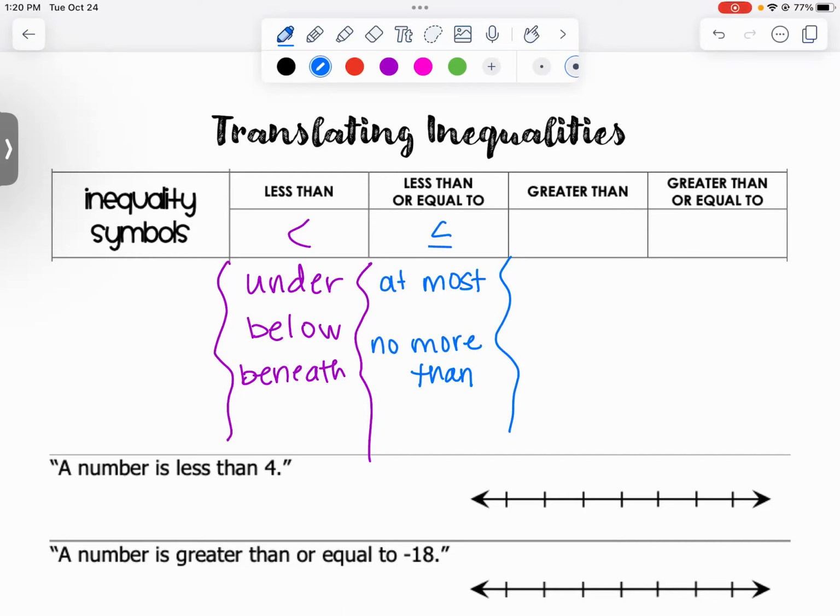Okay, let's think of something that this is like in a real life situation. At most, no more than. When you go to restaurants, they have a kids menu and it says 12 years or younger. You are at most 12 years old. You can be no more than 12 years old to order off of the kids menu.